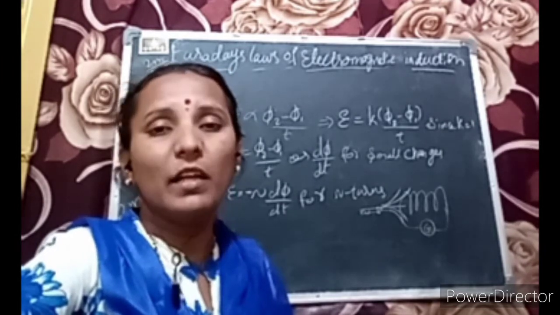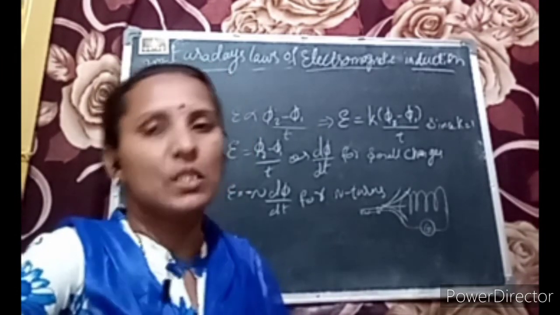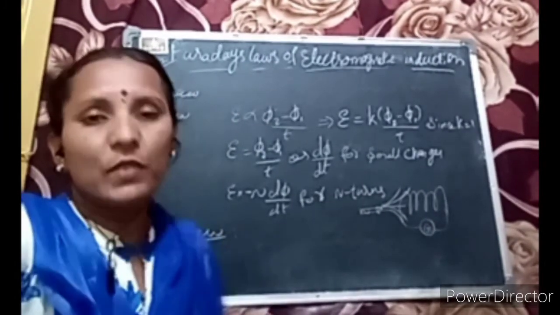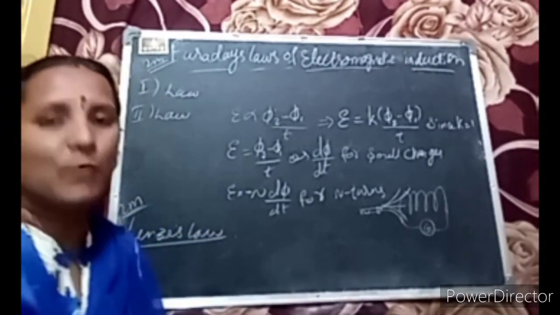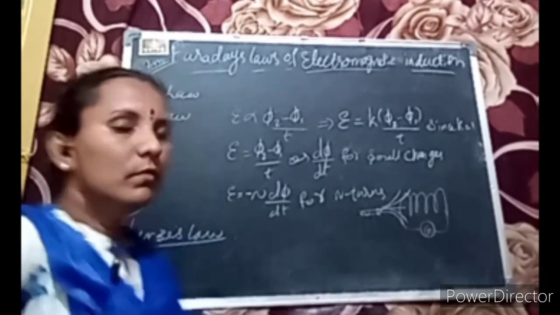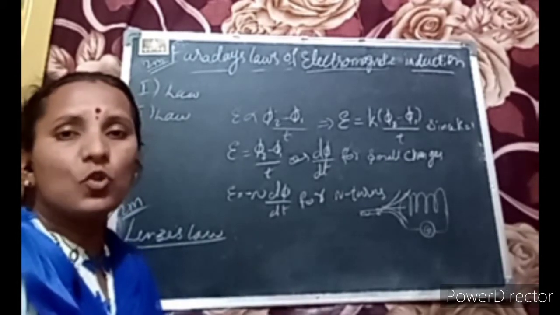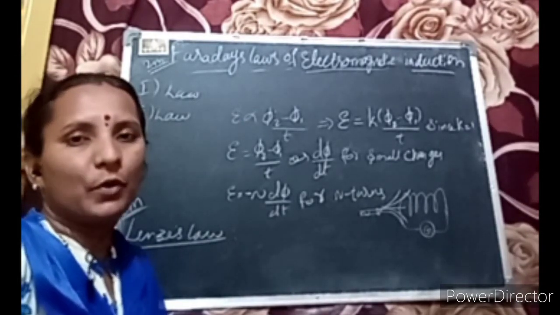I am repeating: state and explain Lenz's law. It is going to come for 2 marks. Lenz's law. German physicist Friedrich Lenz explains about the polarity of the induced EMF. The polarity of induced EMF is such that it tends to oppose the magnetic flux that produced it. You need to write this much.